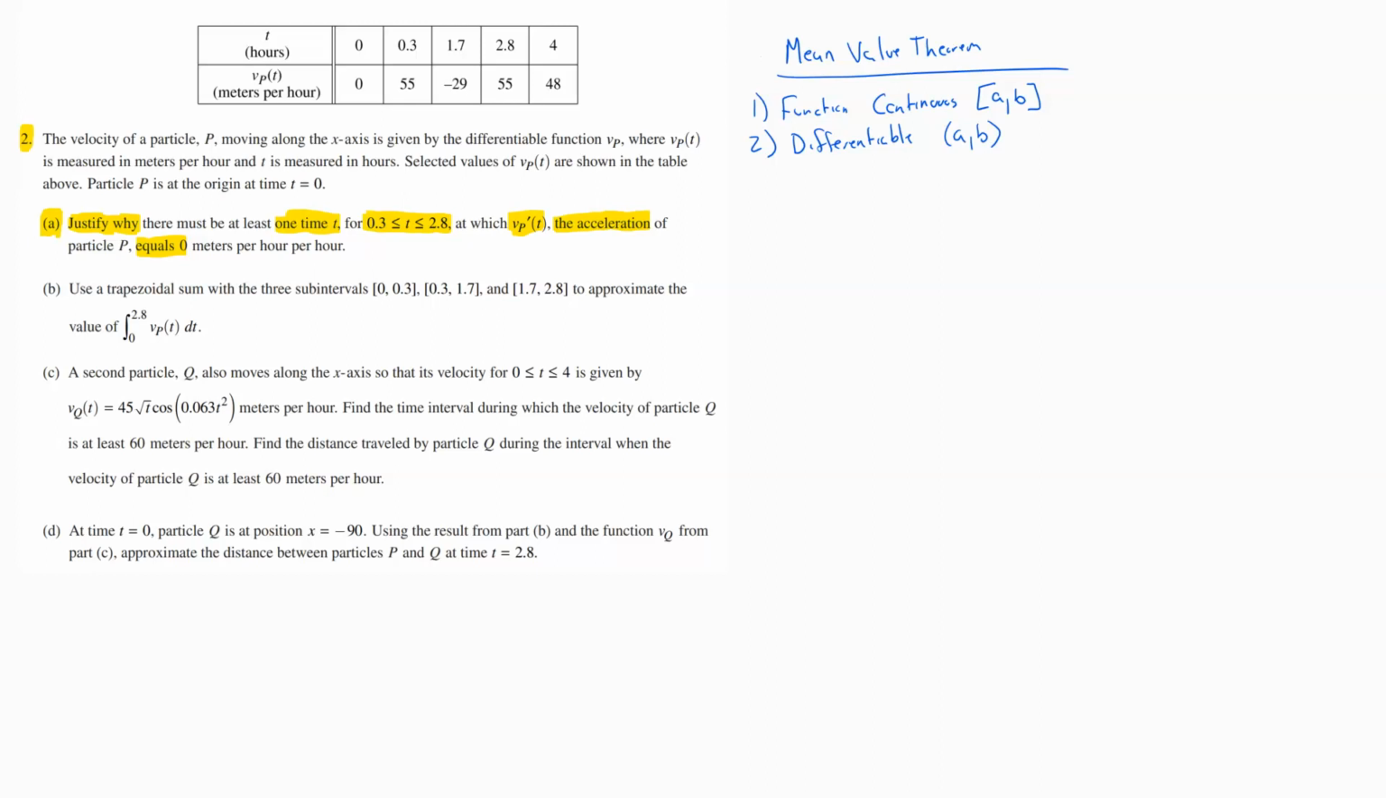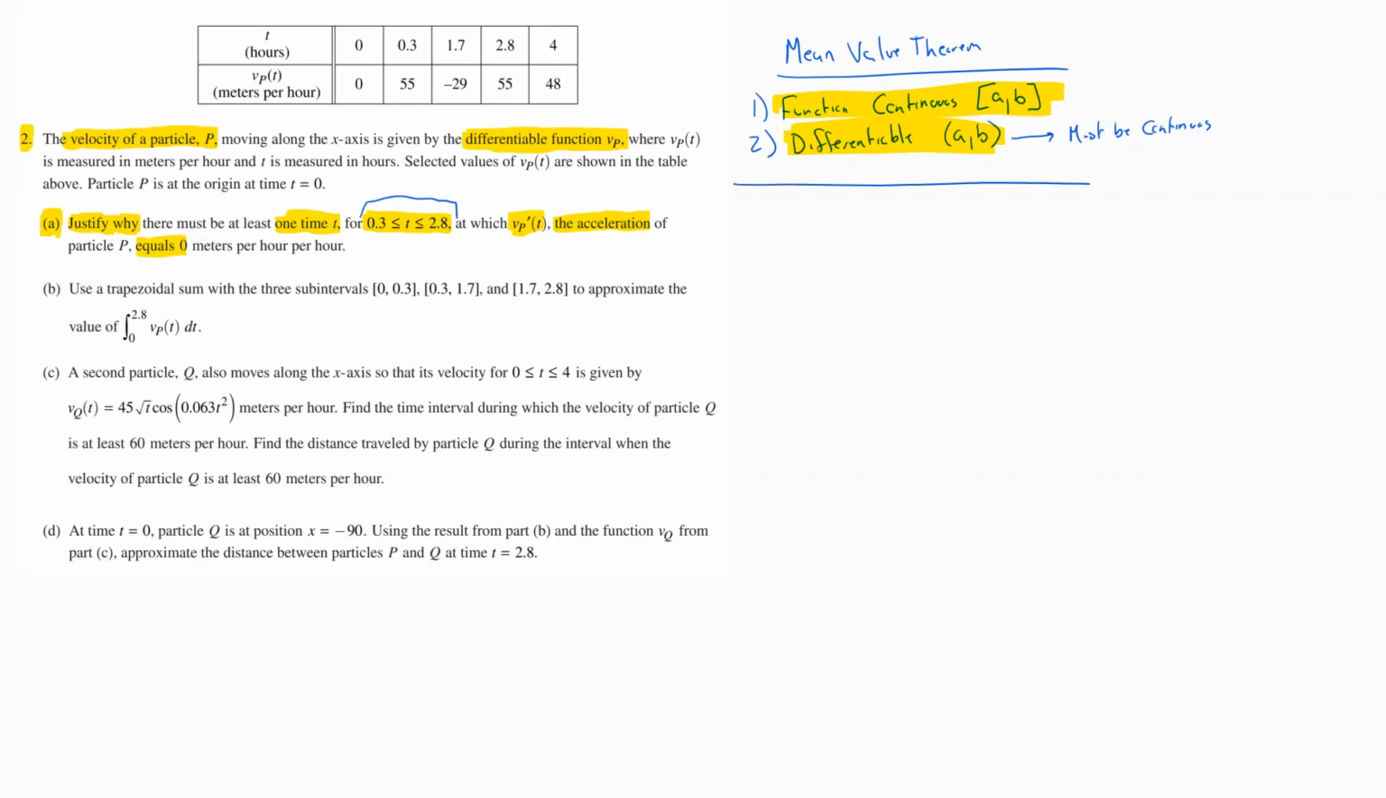So looking back at the language of the problem, they're telling us the velocity of particle P is given by the differentiable function v sub p right here. So because it tells us it's differentiable, we know that it's going to be differentiable on our interval here. And because it's differentiable, it must be continuous. That's one of the requirements of something being differentiable.